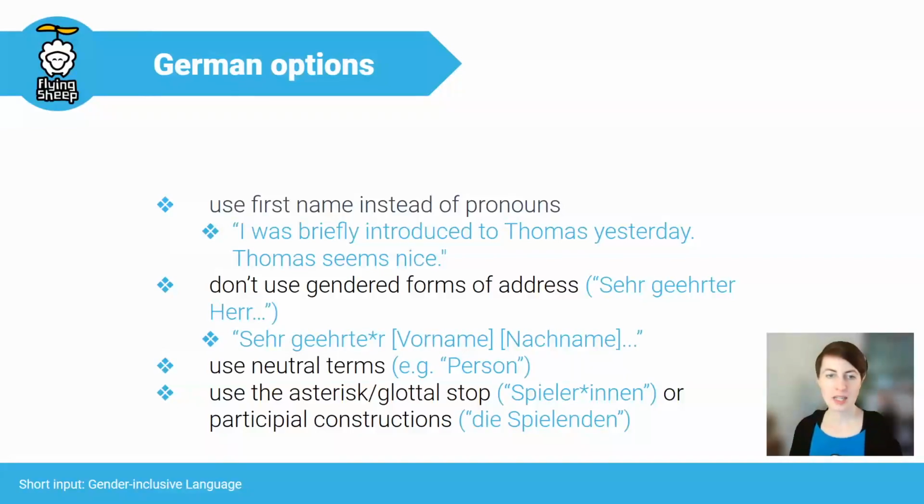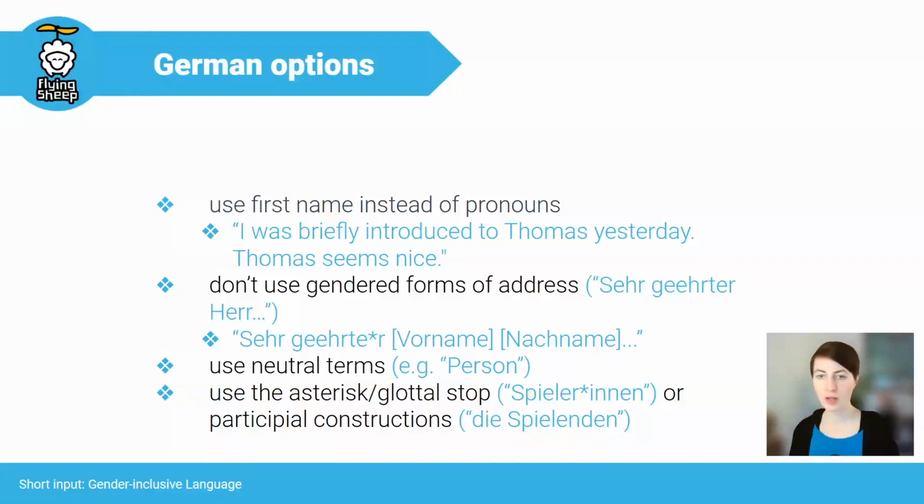Again, like in English, it makes sense to avoid gendered forms of address in emails, in letters, and so on. In German, you have to make just a small modification to make this form of address gender neutral or more inclusive. So you can write Sehr geehrte*r Vorname Nachname and use the asterisk that I introduced to you before. You can also use neutral terms like Person or Mensch.